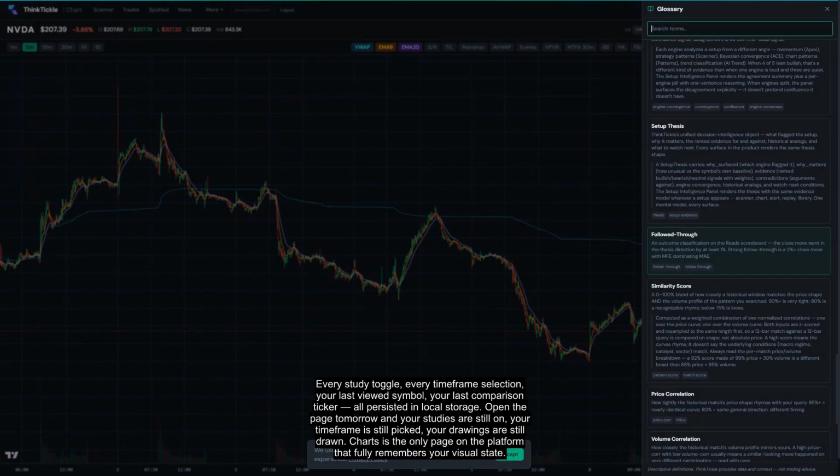Every study toggle, every timeframe selection, your last viewed symbol, your last comparison ticker, all persisted in local storage. Open the page tomorrow and your studies are still on, your timeframe is still picked, your drawings are still drawn. Charts is the only page on the platform that fully remembers your visual state.